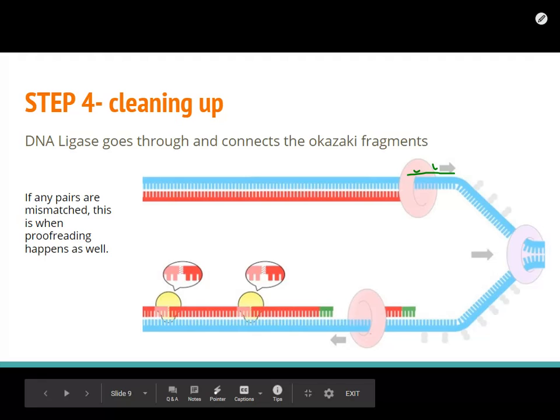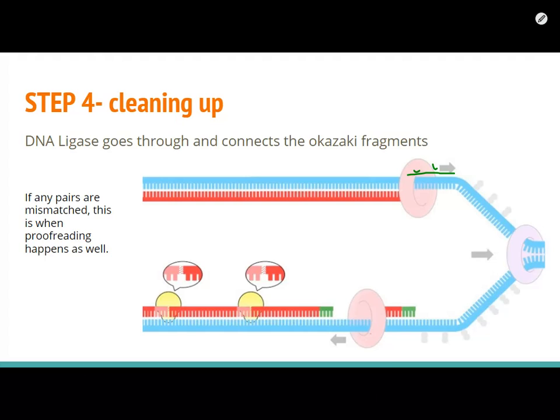But we're not done, right? We've got a bunch of fragments attached to one half. How on earth is this going to wind up as different segments of DNA? That's where DNA ligase comes in. DNA ligase goes through and connects all of our Okazaki fragments. And that's really tiny font, so I will fix that.